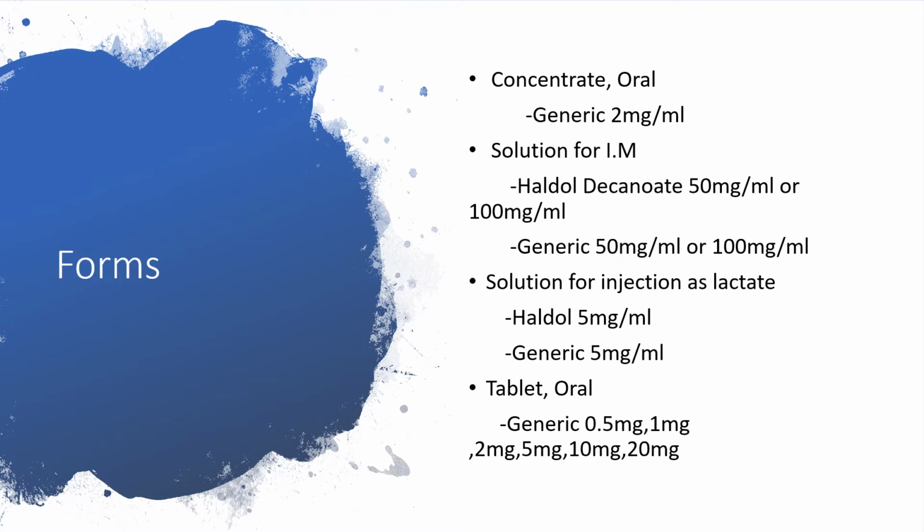It could come in form of tablets per oral, and in that case we can find generic at variable dosages: 0.5 mg, 1 mg, 2 mg, 5, 10, and 20 mg.